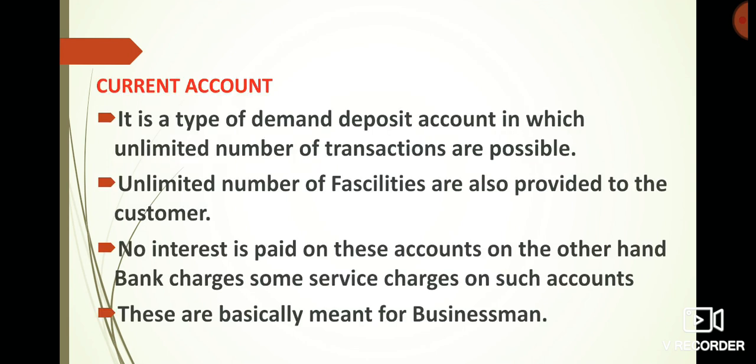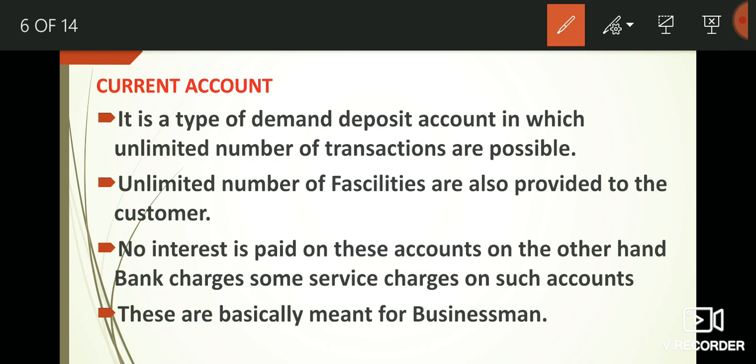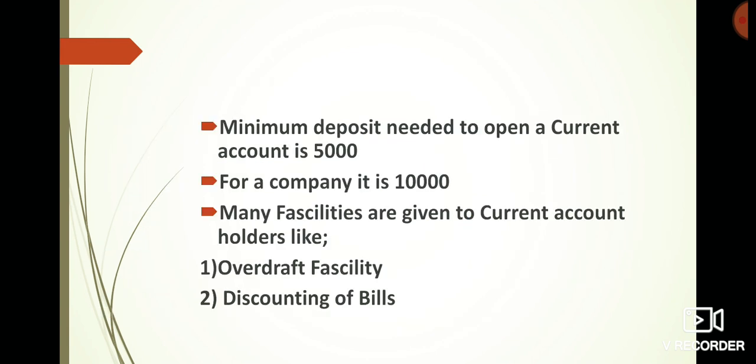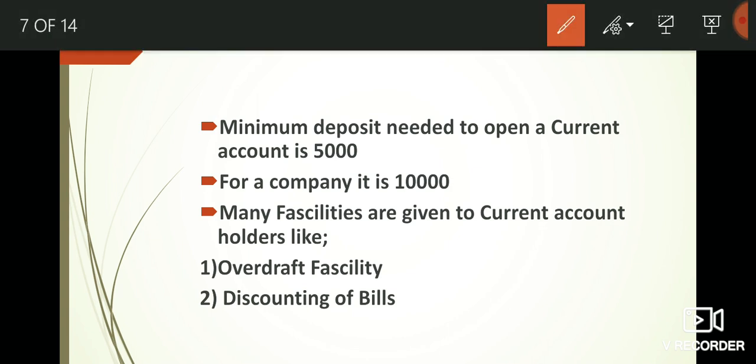Next, we have the current account. In current account, unlimited number of transactions and unlimited number of facilities are provided, and also no interest is paid on such account. There is no fixed maturity for a current account. These are specially meant for the businessman. Here it is important to note that the minimum deposit needed to open a current account is 5,000 for an individual and 10,000 for a company. Also, many other facilities are given to the current account holders like overdraft facility and discounting of bills.